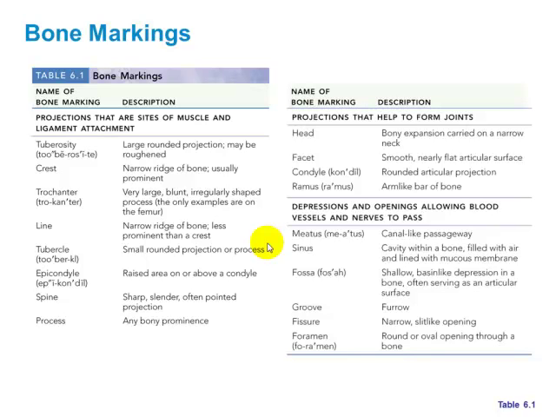Then we have a facet. Facet is very important. We're going to talk about a lot of facets. A facet is a smooth, nearly flat surface. Okay, might have a slight curve to it. And this is where we're going to see an articulation occur. Articulation means a joint. Okay, so we're going to have facets.